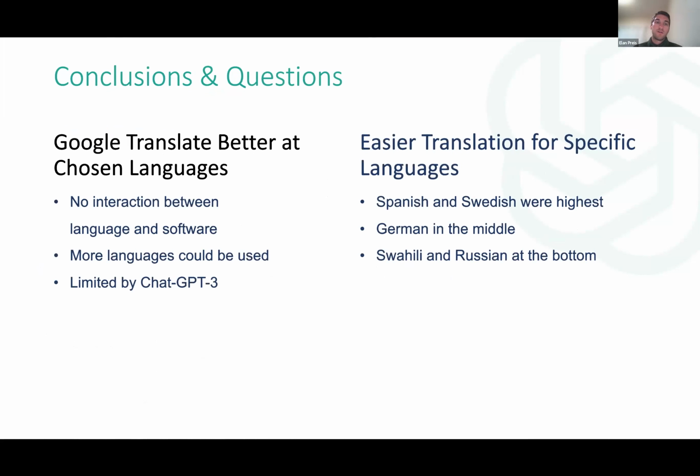In hindsight, we could use more languages, and more complicated languages, of Latin base or not of Latin base. We were also limited by ChatGPT 3, because there is a ChatGPT 4 at the moment. We were only able to use ChatGPT 3 at the time, so that could be explored in another experiment as well.